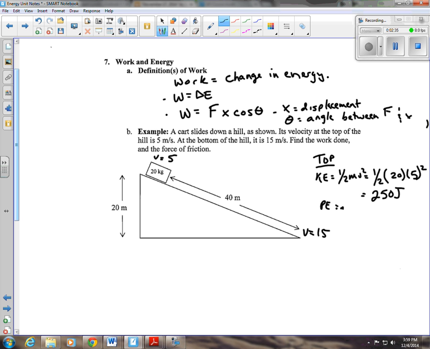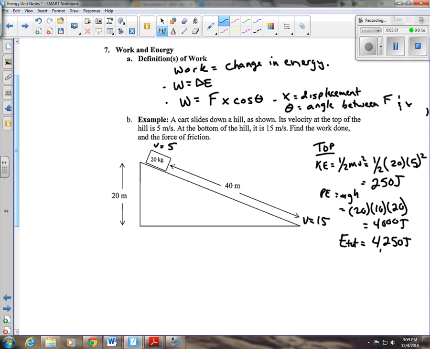Potential energy is mgh. So it's going to be 20 times 10 times 20. And that gives me 4,000 joules. And then I can find the total. So I would just add those together, and we get 4,250 joules of total energy at the top. Now, if there was no friction in this, we would know that our total energy was going to be conserved. The total energy at the bottom would be 4,250, but that's not going to be the case if we have friction. So we'll find the energy at the bottom.